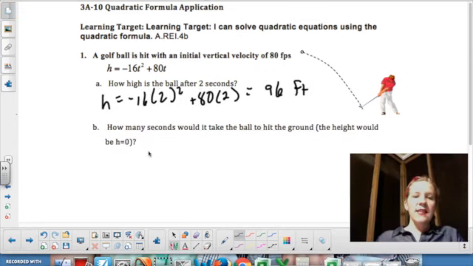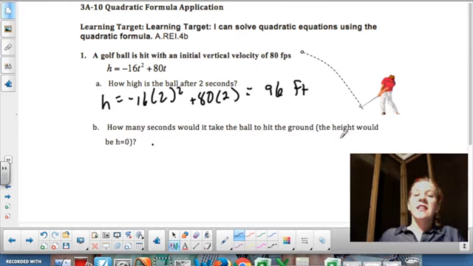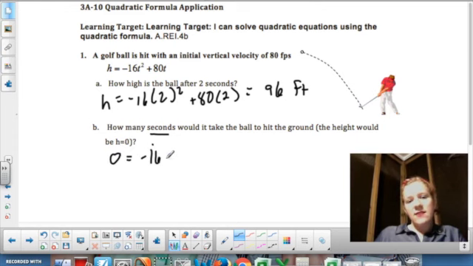Next we want to know how many seconds it would take the ball to hit the ground. We give you the hint this time that the height would be h equals 0. So this time we're looking for seconds. So t is going to be unknown, which means we are going to have 0 in place of h in h equals negative 16 t squared plus 80t.